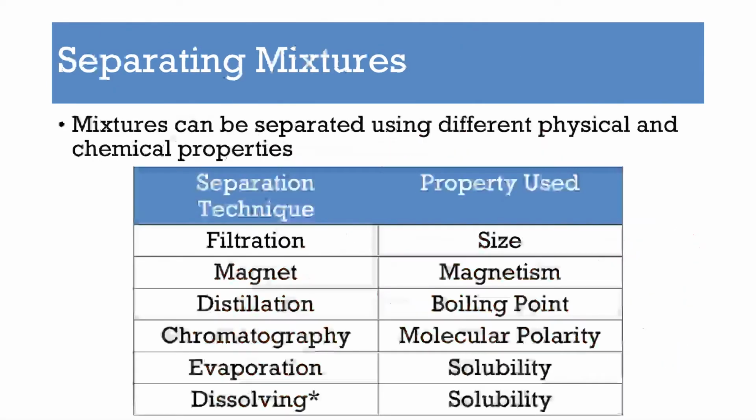Okay. So let's finish up this unit with separating mixtures. So again, mixtures can be separated using both chemical and physical properties. So if we're making a mixture, remember, we can physically remove these. So we can use filtration, magnets, distillation, chromatography, evaporation, and dissolving. So these are the things we're going to be talking about now.